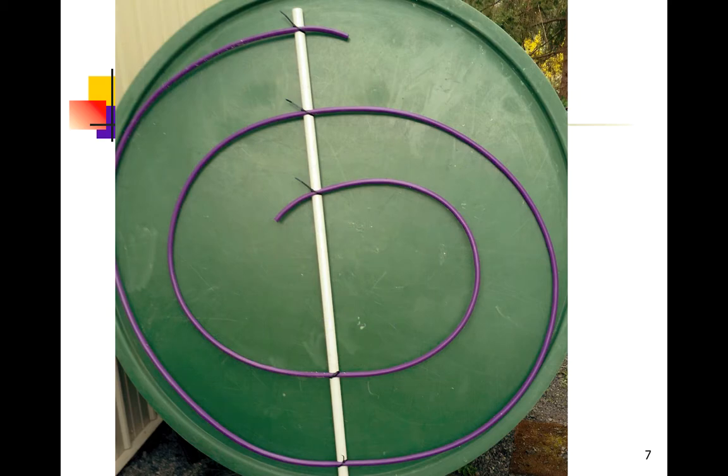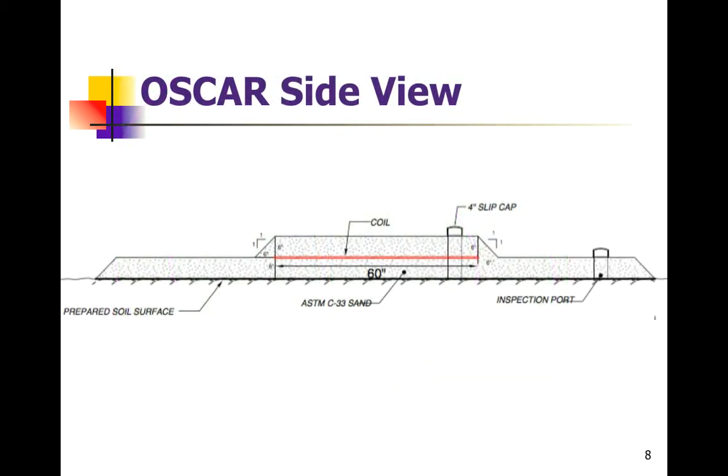The standard 5-foot diameter coil is depicted here. The white PVC is just a bracket. It has nothing to do with the flow of sewage. It just holds the coil in the appropriate shape, and the green is just a background for contrast. Here is a cross-sectional view of the Oscar. The red horizontal line depicts the coil. The amount of sand is a minimum of 6 inches under the coil on a prepared soil surface, and we cover the coil with another layer of sand.